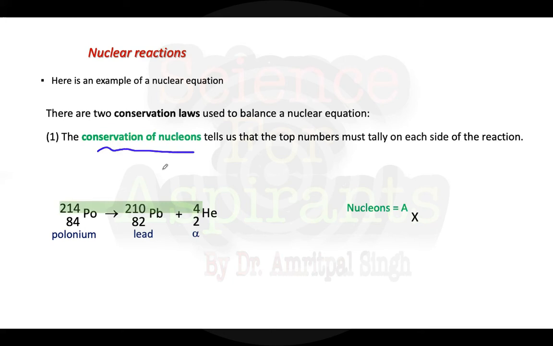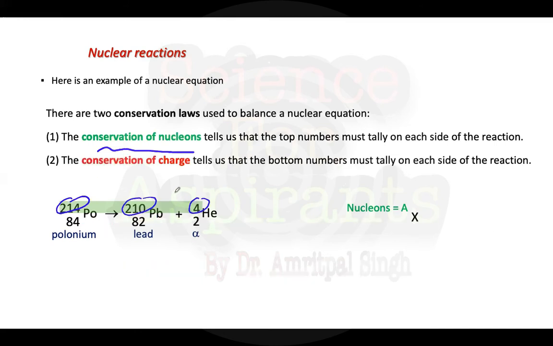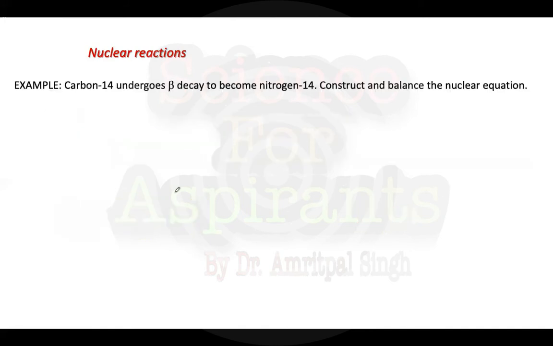You can see that the total nucleons are 214 on this side, and in the products it is 210 plus 4, that total is 214. So it is equal on both sides. And second, you can see the conservation of charge. Whether the total charge is conserved within this reaction. So charge is also conserved, you can see.